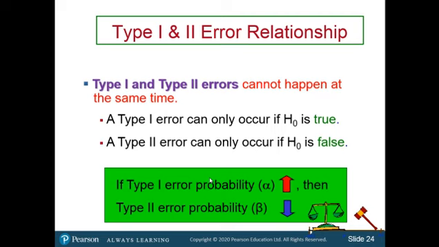If type 1 error probability alpha increases, then type 2 error probability beta decreases. So this is the relationship between type 1 error and type 2 error. It's because they are related. Increase alpha, beta will decrease. If you decrease alpha, beta will increase. That is the relationship between type 1 error and type 2 error.